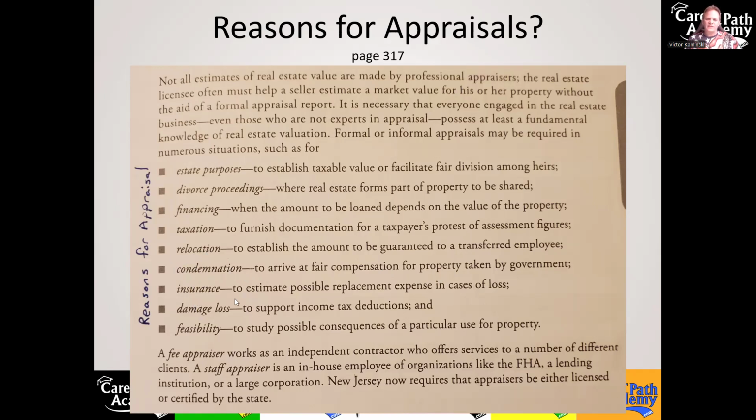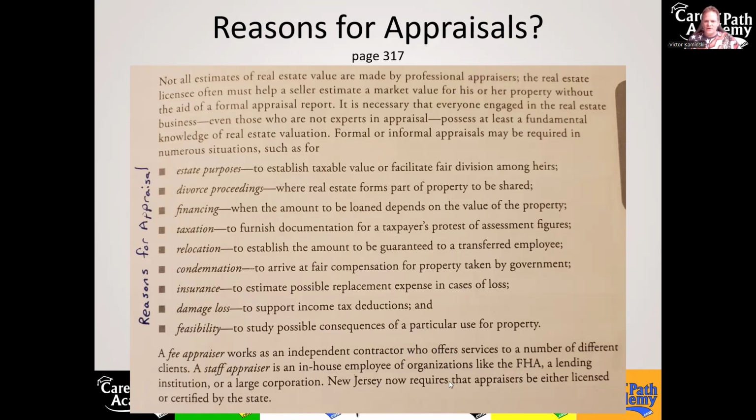For condemnation reasons, that's when they're taking the property by eminent domain, and fair compensation has to be given by the government to the property owner whose property is being taken. For insurance reasons, to estimate the possible replacement costs. For damage or loss, to support income tax deductions. And for feasibility studies, to study possible consequences of a particular use of a property. And remember, anytime you have an appraiser that's going to appraise a property for a buyer that's getting an FHA loan, they also have to have that special FHA designation on their license as well.